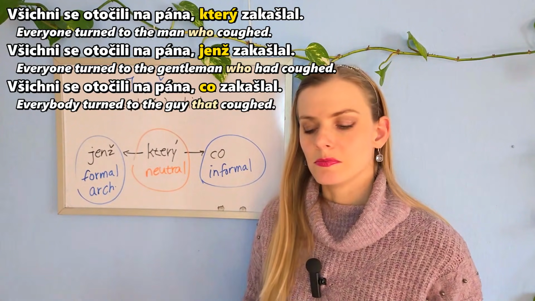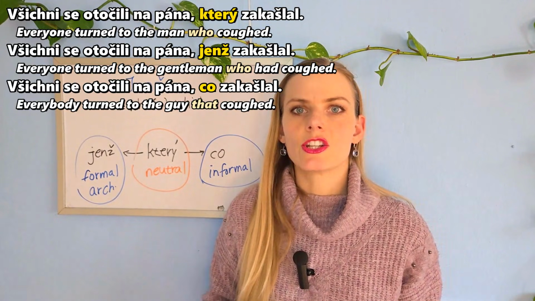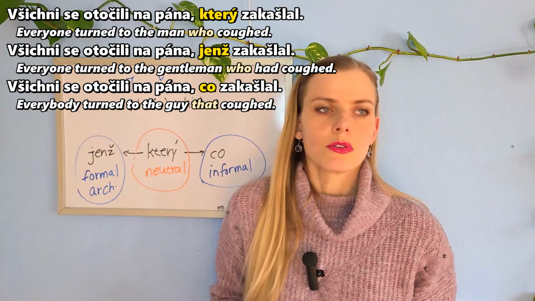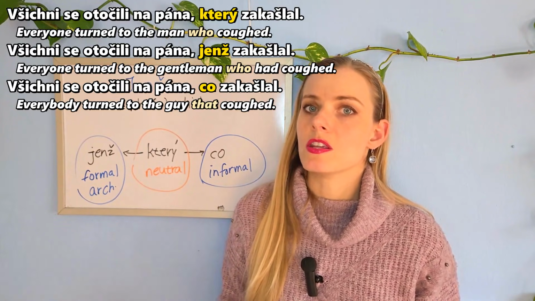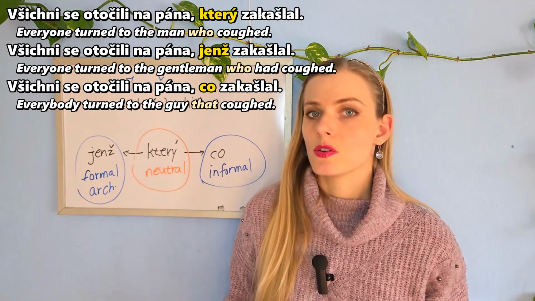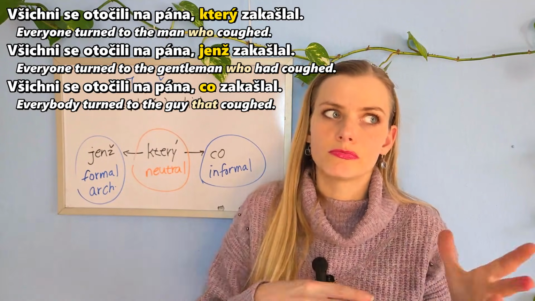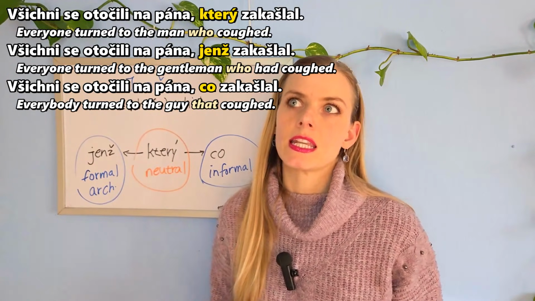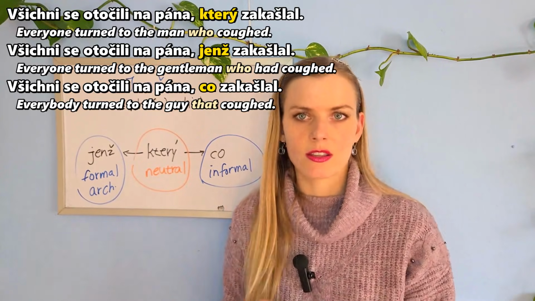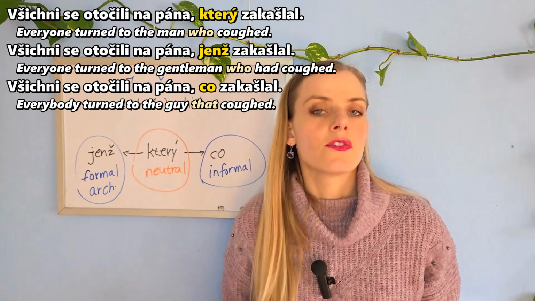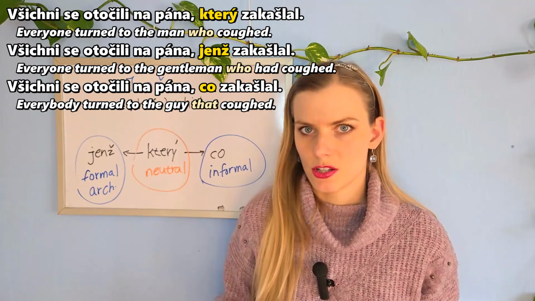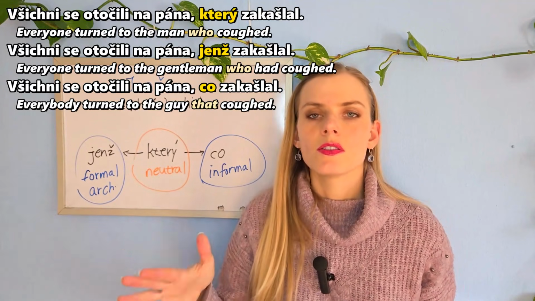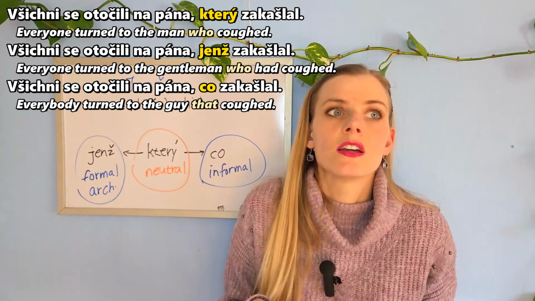But what if you said, všichni se otočili na pána, jenž zakašlal? It sounds a bit stiff. A little archaic. But I don't know, if the situation calls for it, maybe you need to be more formal. Everyone turned to the gentleman who had coughed. We could translate it something like that. We don't have a way of really translating Jenž in a different way in English in this case. And the third option, všichni se otočili na pána, co zakašlal. This is the informal version, which is perfectly fine in spoken Czech. Everyone turned to the man, to the guy that coughed.